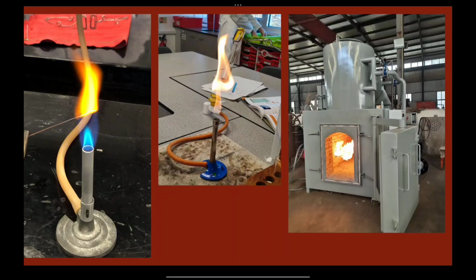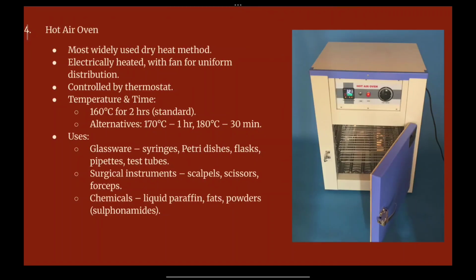So here is an example of how red hot sterilization is done. Flaming, that is, a test tube is passed over the heat, and then we have the incinerator wherein the pathological waste can be completely burnt into ashes. These are the three different types of dry heat sterilization.